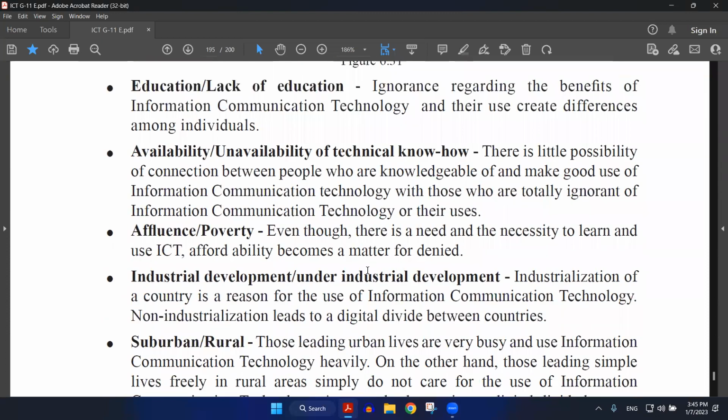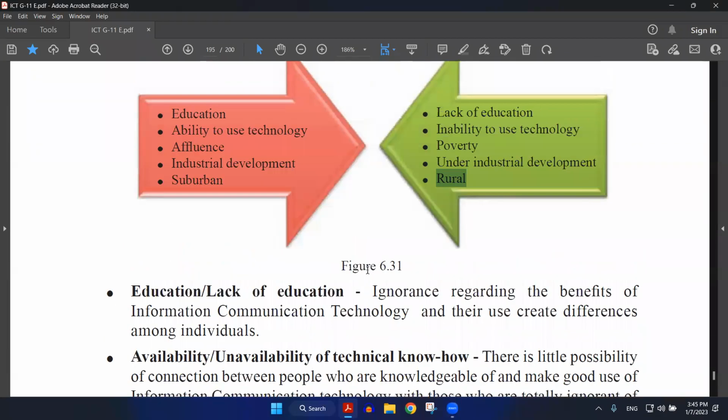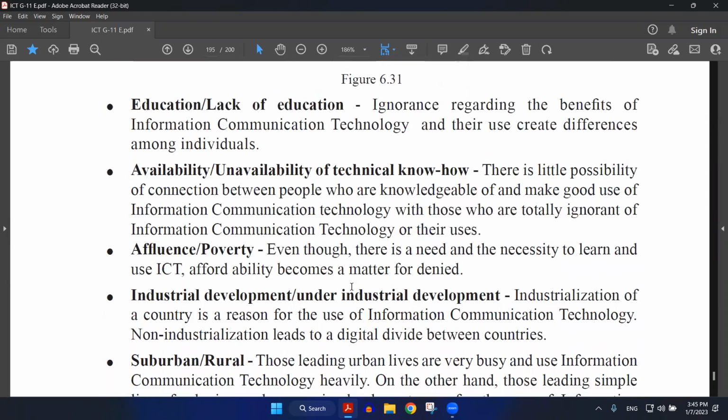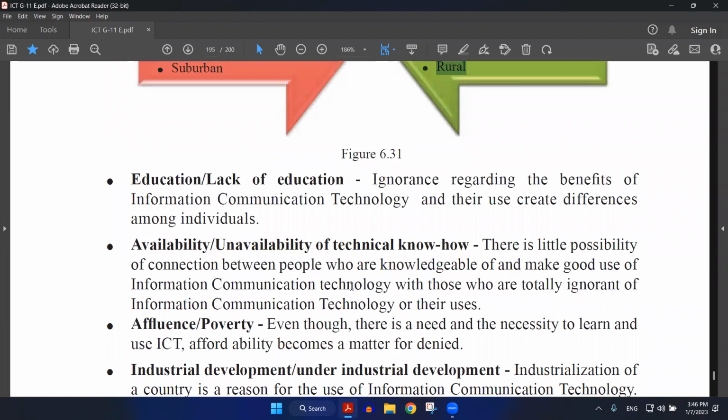So it is just described over here. We know what happens, right? When you have education, you get to know about knowledge. That is something you are doing for the moment: you are taking knowledge about ICT. But if someone is not learning about ICT from childhood, then he may not know anything about ICT, right?